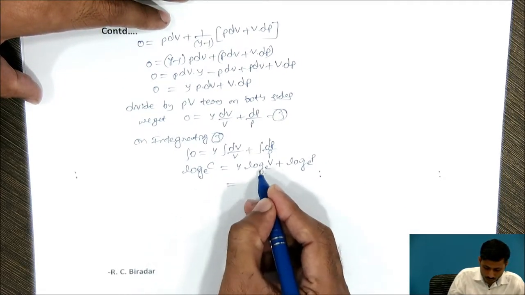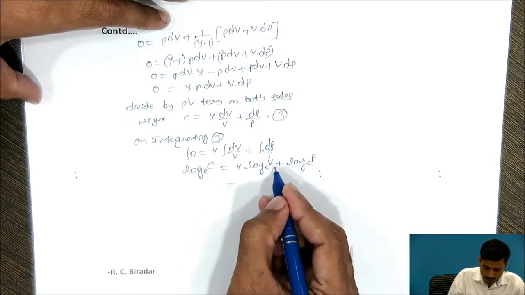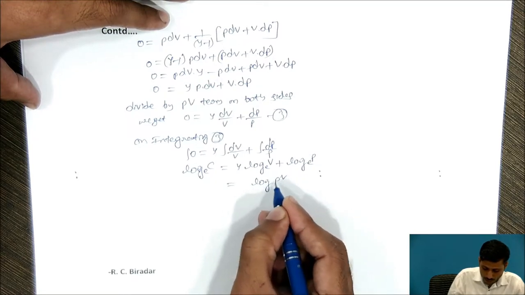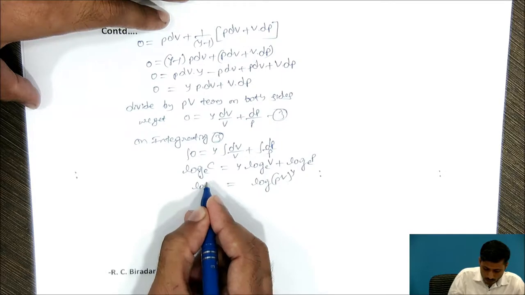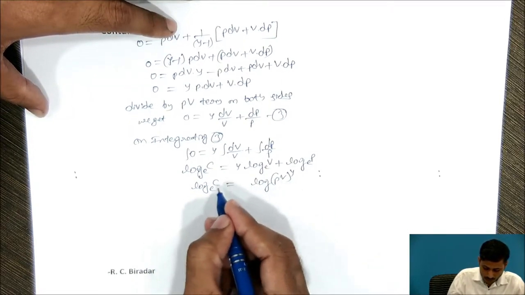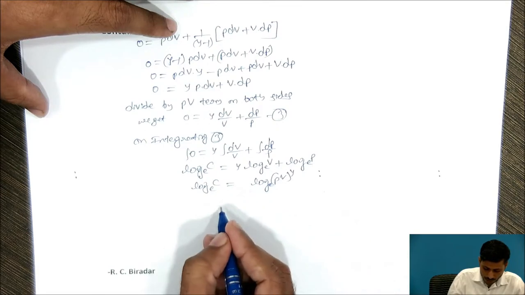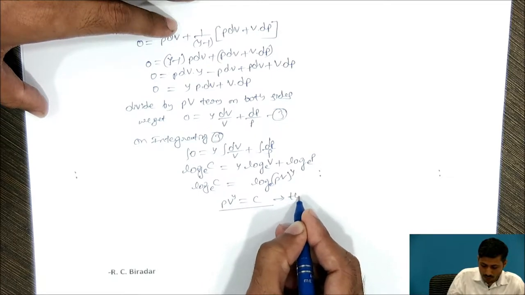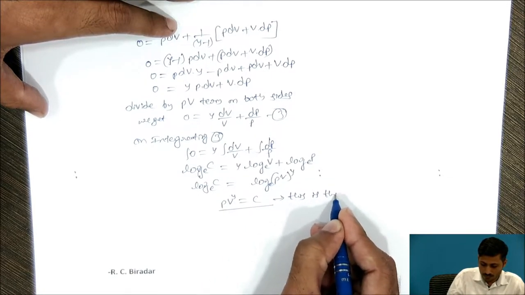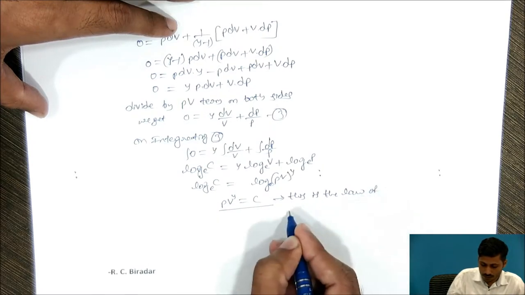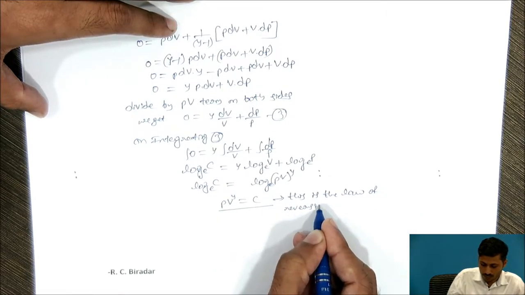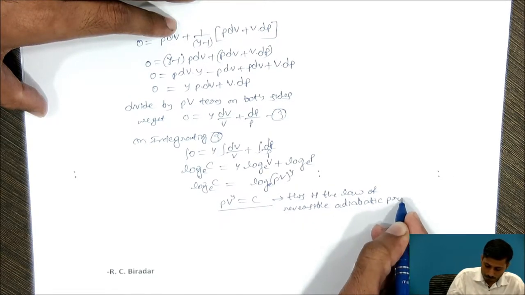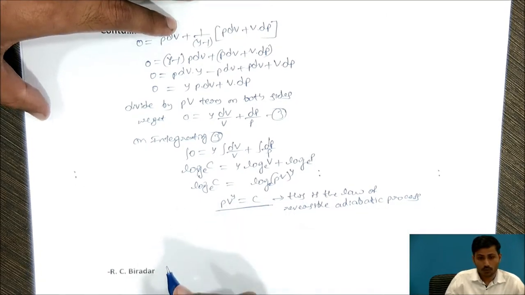So from the logarithmic rule I can multiply this p and v, I can simplify this equation as p into v raised to gamma is equal to log c to the base e, and cancelling log term from both the sides we remain with pv raised to gamma is equal to constant, and this is the law of reversible adiabatic process. This is hence proved.